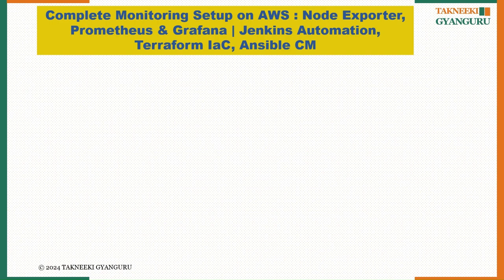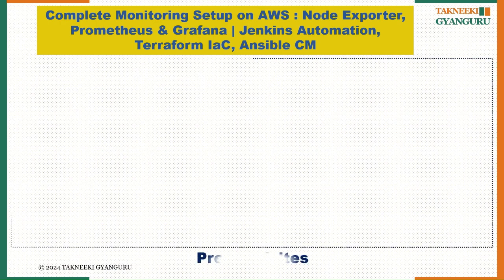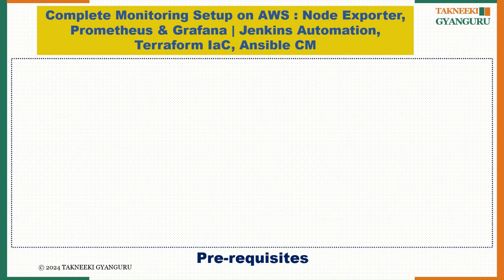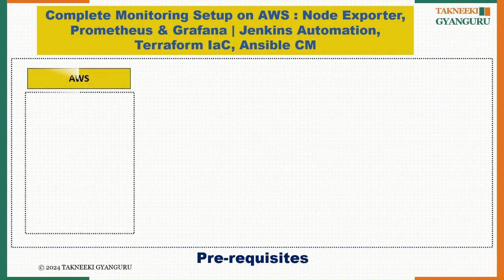So first of all, we will understand the prerequisites of this setup. One by one, we will understand the prerequisites. First, AWS. In AWS, first of all we need an AWS access key and secret key. This access key and secret key will be used when Terraform connects with AWS and creates the infrastructure, like the Tomcat server and the monitoring server.